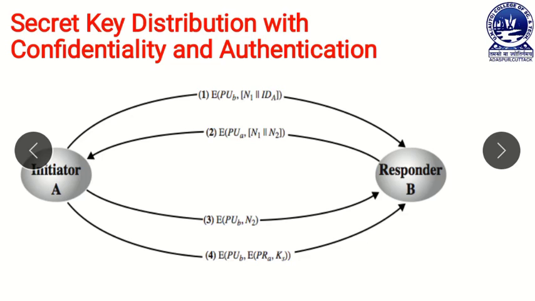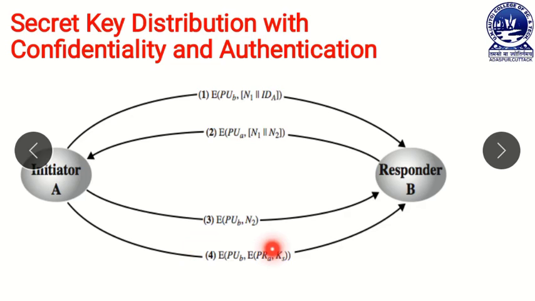Now look at the fourth step. In the fourth step, the initiator A generates a secret key KS and encrypts this KS by using its own private key PRA. After encrypting this secret key KS, it again encrypts it by using the public key of responder B. After that, it sends it to the responder B.